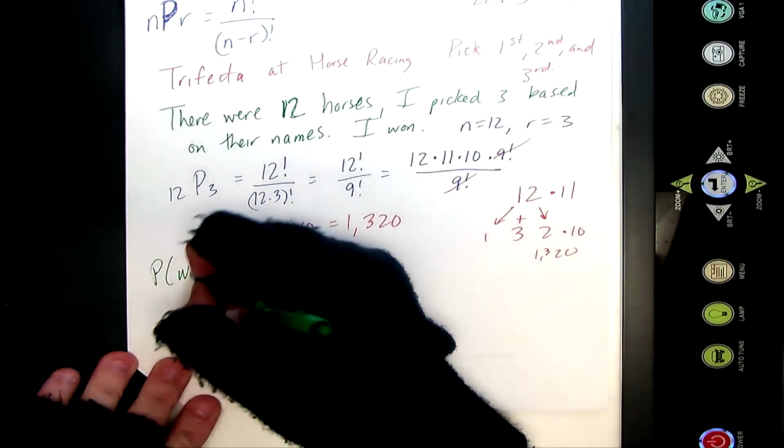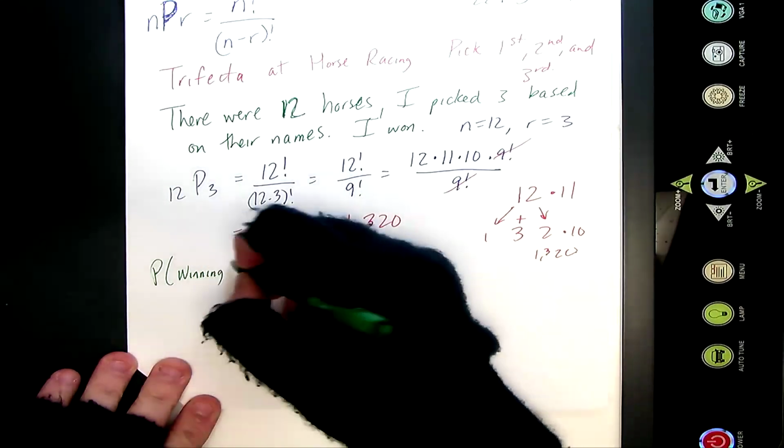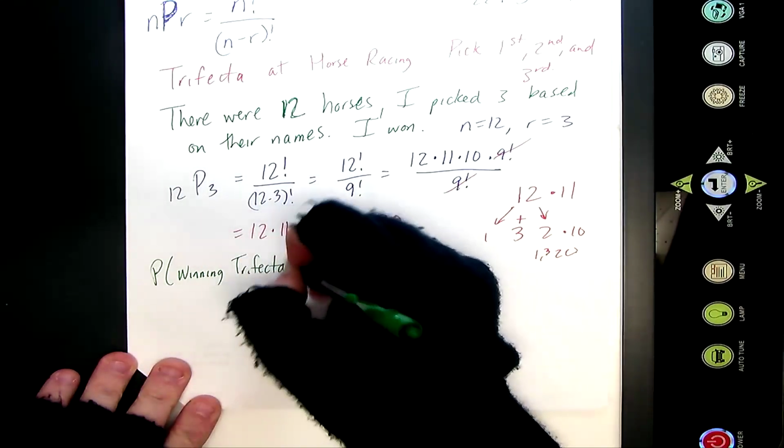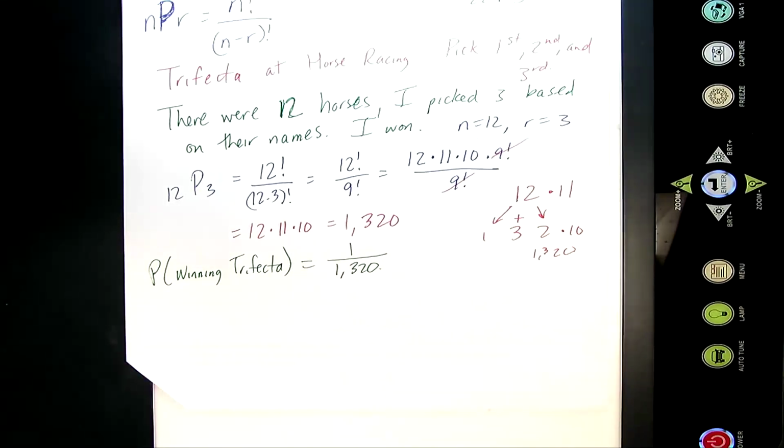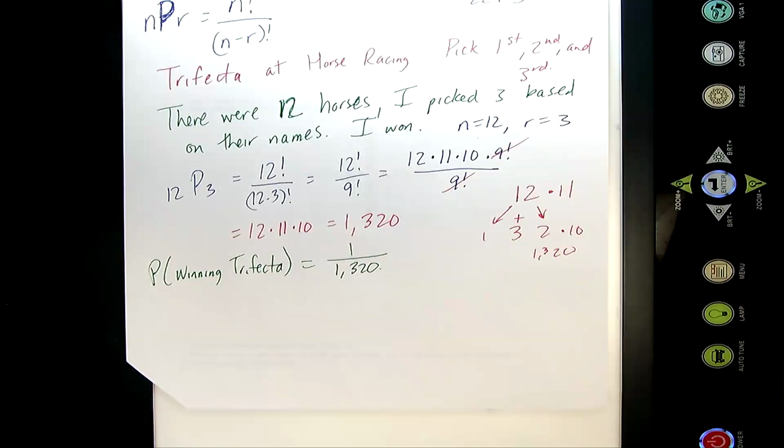Probability of winning that trifecta. There was only one winning combination out of 1,320. I didn't have a very good chance of getting it. I don't think the trifecta pays 1,320 to 1. It's more like a couple hundred to 1 usually, depending on what it is. It's a lot better than just picking a single horse to win. If you were literally picking second and third place.